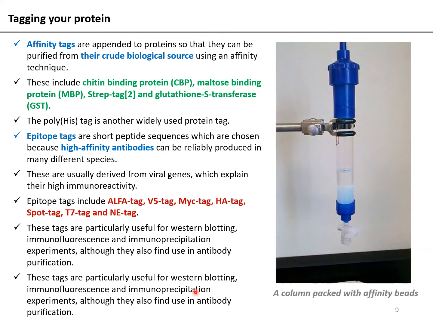Please forgive it. So yeah, this is what a column packed with affinity beads typically looks like. These columns are called your iconocolumns, and you have these beads, which is your resin, to which your affinity tag antibody, for example, or your interacting proteins for these specific tags are covalently conjugated. By looking at it, I would say these are nickel beads because of the blue color. And you have them loaded onto the column, and then you do the rest of the steps on this column itself.